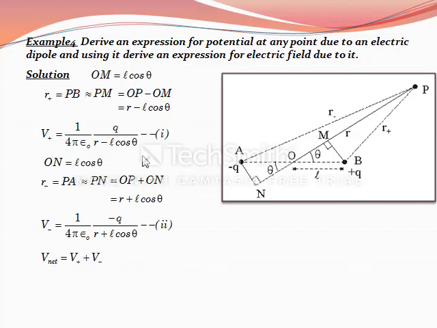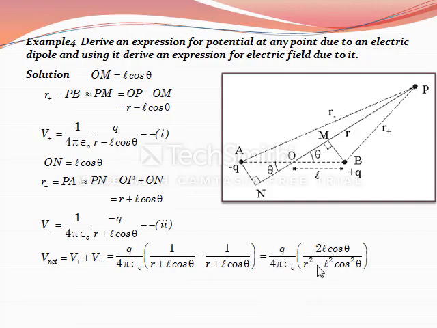Let's substitute the values and simplify the expression. We have taken the common factors out and solve it. This becomes, in the numerator, 2L cos theta, and here r square minus L square cos square theta. Now here q into 2L, charge q into 2L, this becomes the dipole moment. 1 by 4 pi epsilon naught, this becomes p cos theta. q into 2L is p. p cos theta by r square minus L square cos square theta.